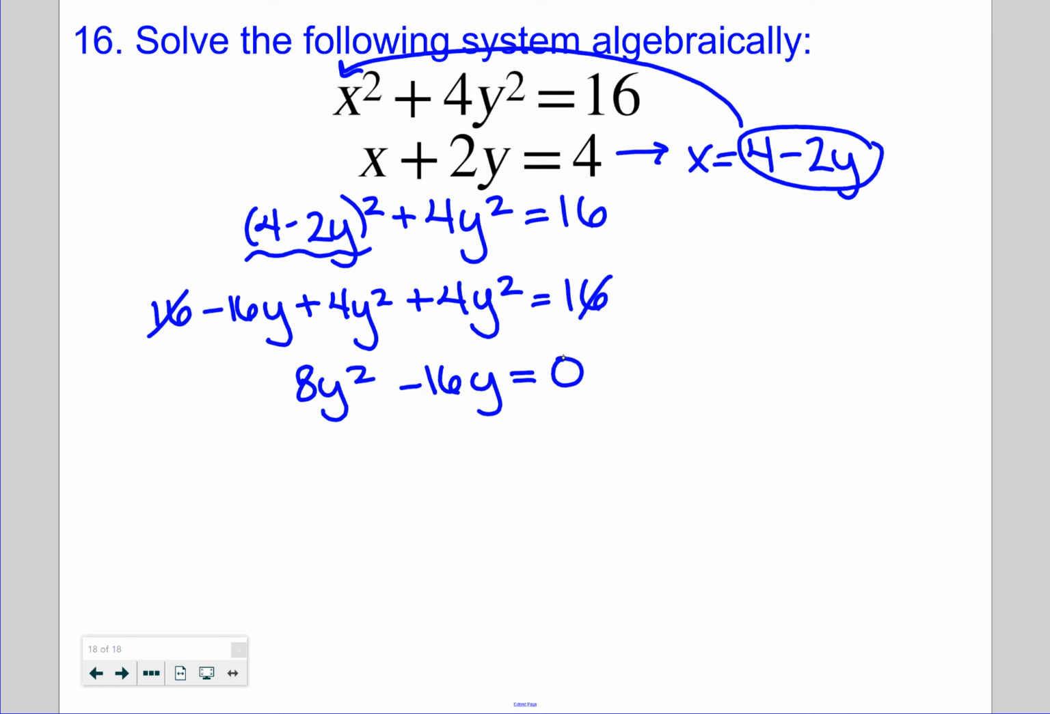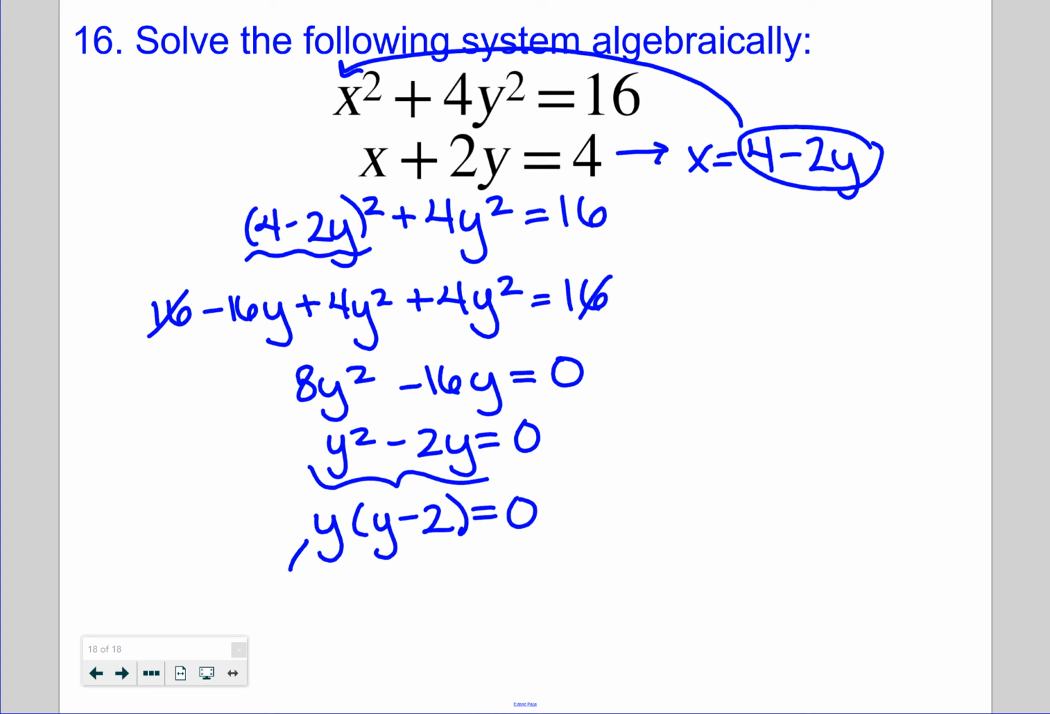From here, you can either divide everything by 8. Let's go ahead and do that. Usually if we have a quadratic, we like it to be equal to 0 with nothing in front of the squared term. So if I divide everything by 8, I get y squared minus 2y equals still a 0 over there. And because this is not a trinomial, 3 terms, you can just factor out what the two terms have in common. These two terms have a y in common. And if I divide that out, it leaves me with y minus 2. If I set both of those factors equal to 0, I will get solutions for y of y equals 0 and y equals 2.